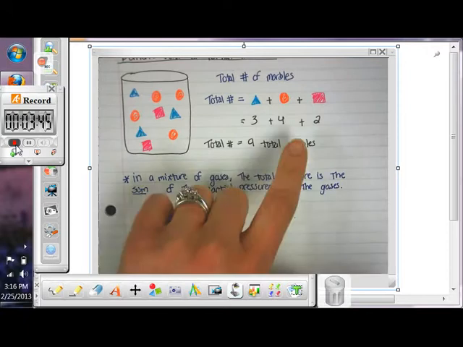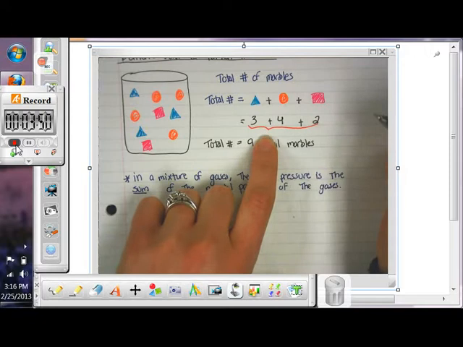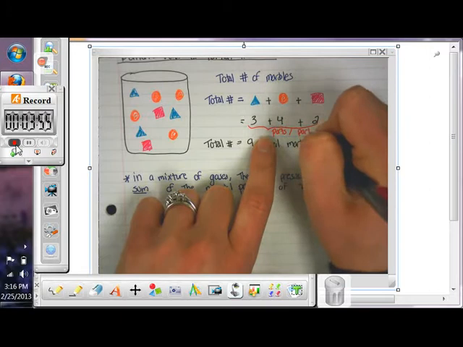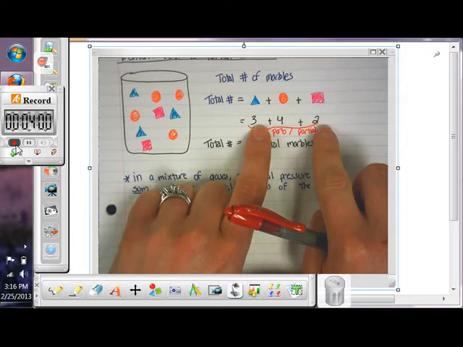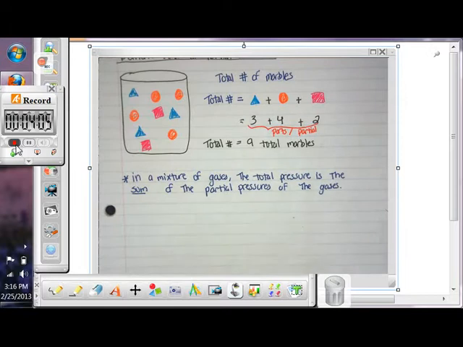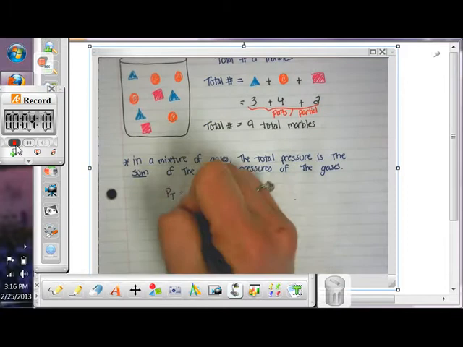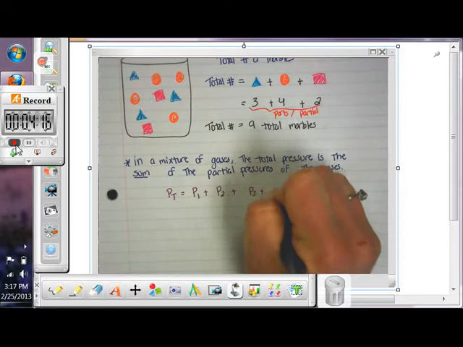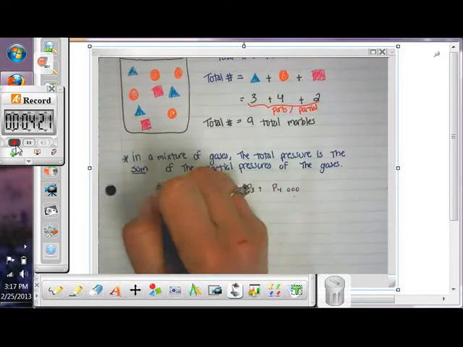Now I'm going to go back up here. Now, these guys here, those were your parts, or partials. You can say partial. Okay, so these are all the parts, and they make up the total, or the whole. So next up, we're going to write Dalton's Law, the formula, PT equals pressure 1 plus pressure 2 plus pressure 3 plus pressure 4, etc., etc., etc.